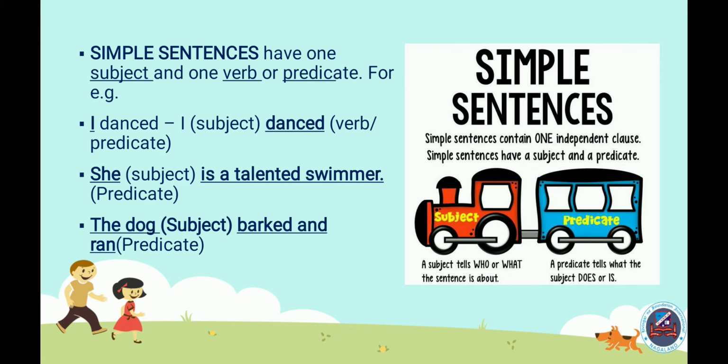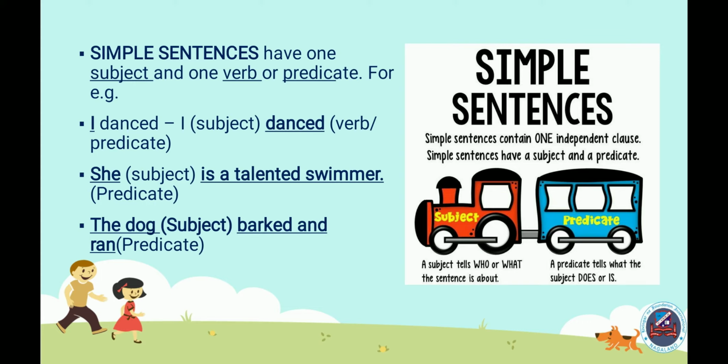Next, under joining sentences, we will discuss simple sentences. Now, what are simple sentences? Simple sentences are sentences that have one subject and one verb or predicate, meaning a subject which tells us what or who the sentence is about, and a predicate that tells what the subject does or is. For example, I danced. Here the subject is I and the predicate is danced. Here the predicate helps us to know what the subject did.